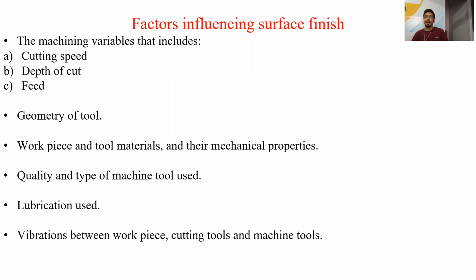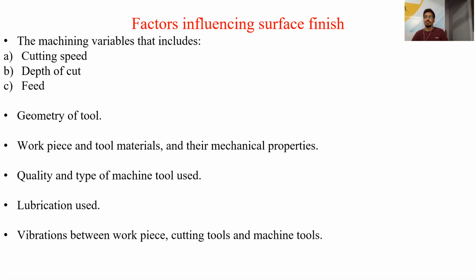Next, geometry of tool. What type of geometry of tool is required? The nose radius is how much, the clearance is how much, rake angle is how much. Next is workpiece and tool material. What is the nature of workpiece and tool material, and what about the mechanical properties? So it will also affect the surface finish. Next is quality and type of machine tool used. We have to see the quality and type of machining which we have to do. If we want to do turning, then what type of lathe machine it is. So we have to see that also.